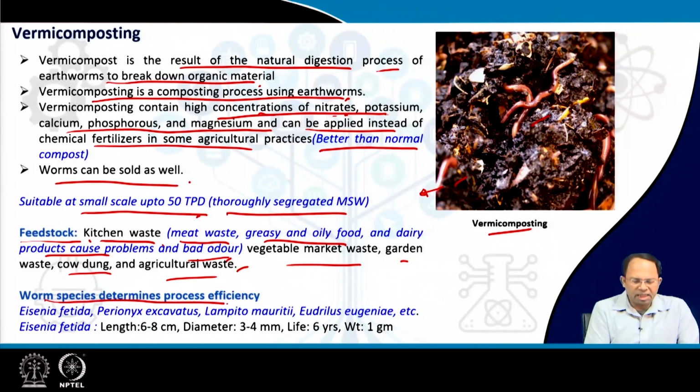Some earthworm species are utilized which are more efficient than others. One popular one is this one, the red earthworm, which we call the California red earthworm. This is Eisenia foetida. Its length is around 6 to 8 centimeter, diameter 3 to 4 millimeter, life of about 6 years and weight of about 1 gram. So this kind of earthworm is utilized. There are other species also, like Perionyx excavatus and Lampito mauritii. All these different species are also utilized.